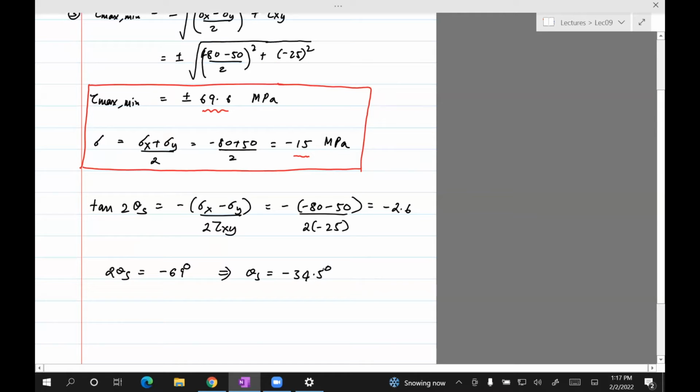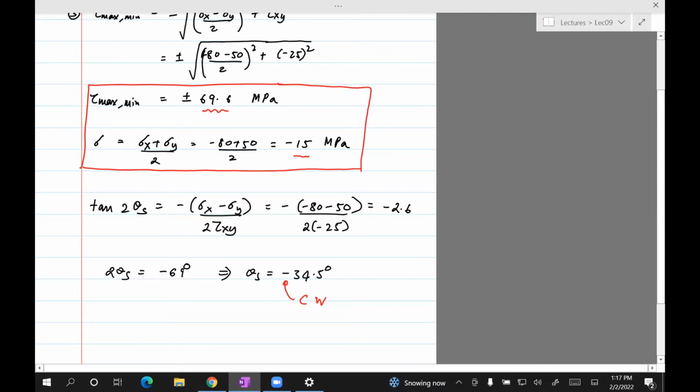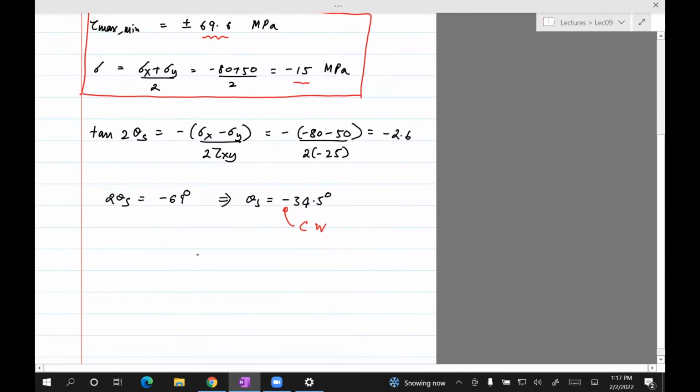Now this answer comes with the sign, which means you need to interpret positive as counterclockwise, negative as clockwise. So that just means that we need to rotate the element clockwise by 34.5 degrees in order to get that particular plane stress element orientation corresponding to maximum shear stress. So it can be drawn as follows. Just as a reference, I'm going to draw the non-rotated configuration and then rotate this by 34.5 about its center.